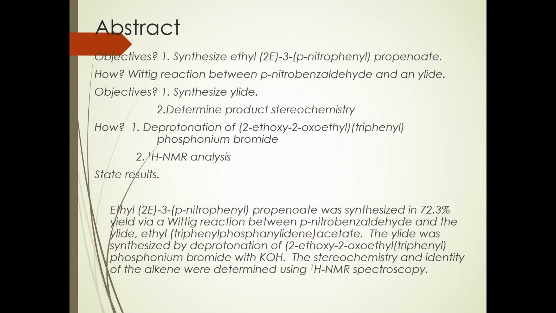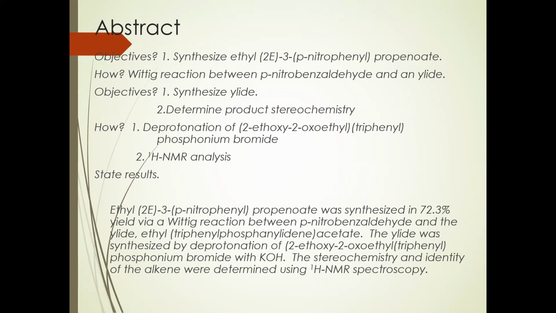So an abstract would be something like this. The ethyl 2E-3-p-nitrophenylpropenoate was synthesized. So we're telling what the objective was. It was synthesized. How? Via a Wittig reaction between nitrobenzaldehyde and the ylide. And I've actually named the ylide in the abstract that I've written. You don't need to do that, but you can.